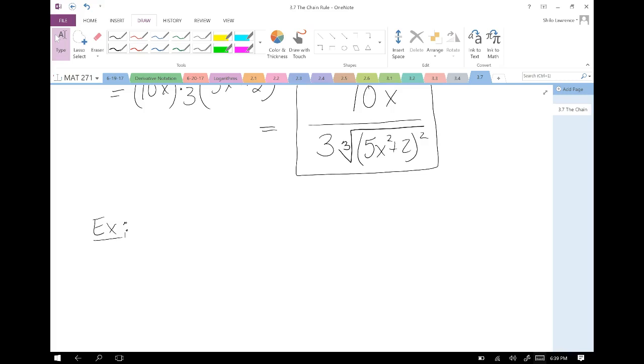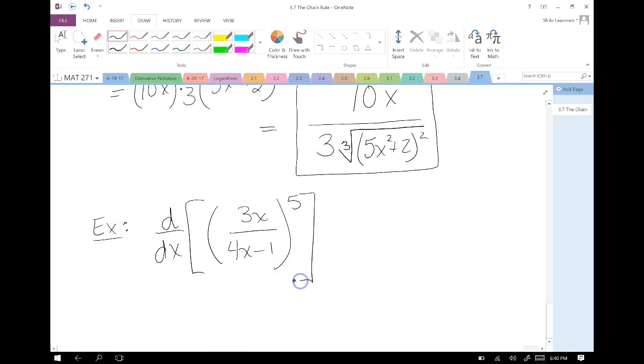But other than that, the chain rule is the only thing in this section. Let's do the derivative for 3x over 4x minus 1 to the 5th. This is one kind of like we did back in section 4, where you may see several different rules you could apply, and you might be confused as to which one you should apply first.